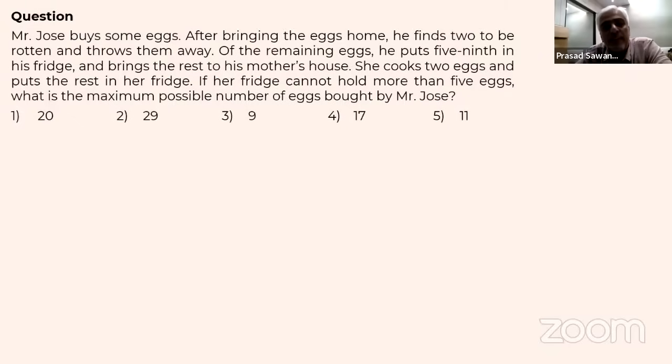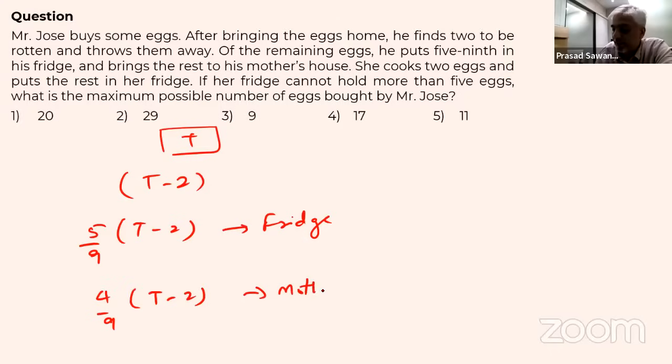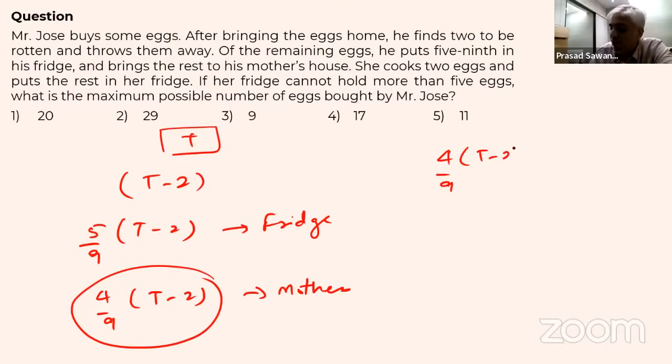Which means, do I agree that to the mother's house he brings 4/9 of the remaining? So there was this number total, out of which he throws 2. 5/9 of this he keeps in the fridge. 4/9 of this he takes to the mother's house. She cooks 2 eggs and puts the rest in a fridge. So out of this she cooks 2 eggs: 4/9 of t minus 2, minus 2, and puts the remaining in the fridge. If a fridge cannot hold more than 5 eggs, that means this number has to be less than or equal to 5.